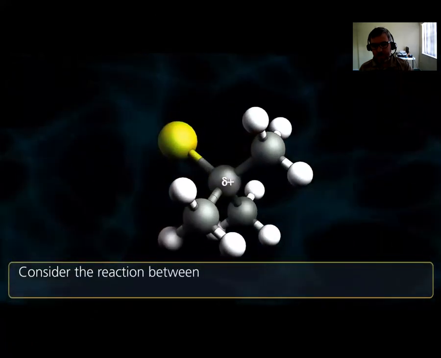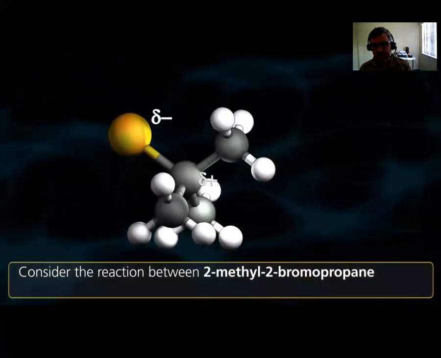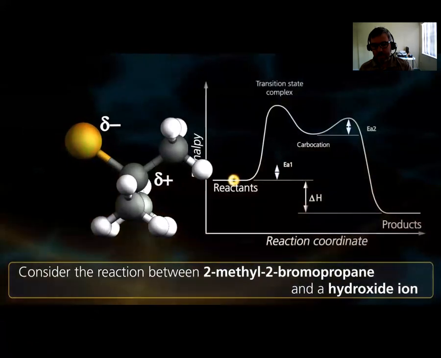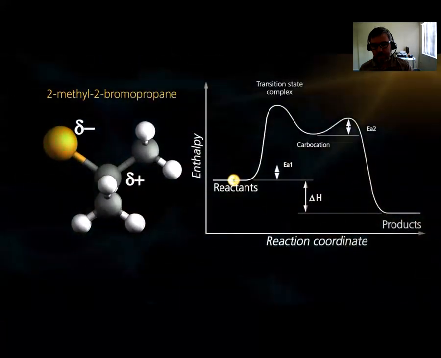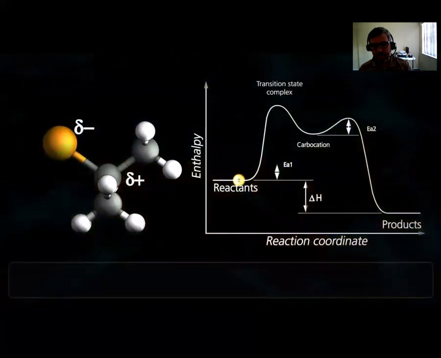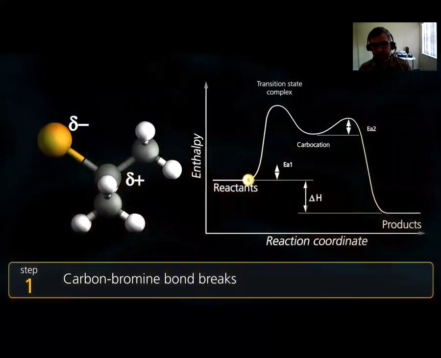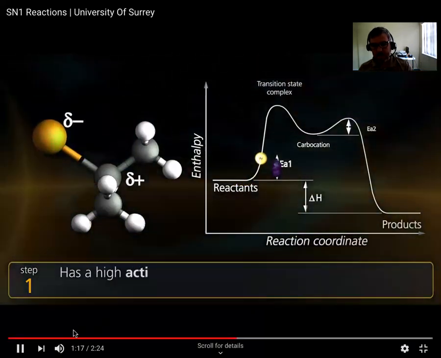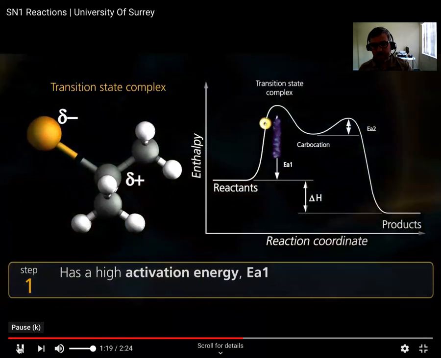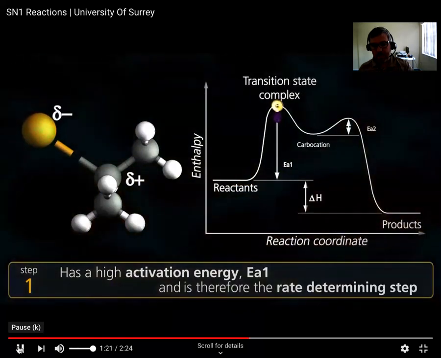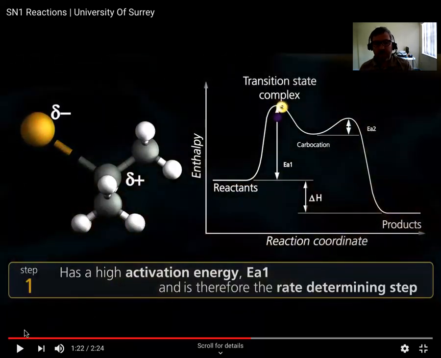Consider the reaction between 2-methyl 2-bromopropane and a hydroxide ion. It has a 2-step enthalpy profile. The first step, the heterolytic fission of the carbon-bromine bond, has a high activation energy, EA1, and therefore determines the rate of the reaction. All right, so the first step here, the bromine just leaves by itself.